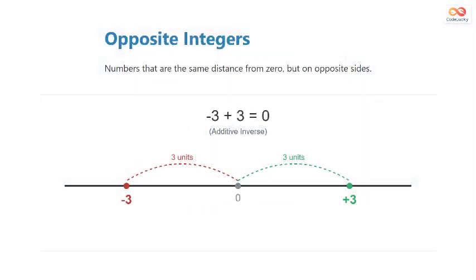Every positive integer has an opposite negative integer. These are called opposites or additive inverses. For example, -3 and +3 are opposites. They are the exact same distance from 0, just in opposite directions. When you add opposites together, the result is always 0.